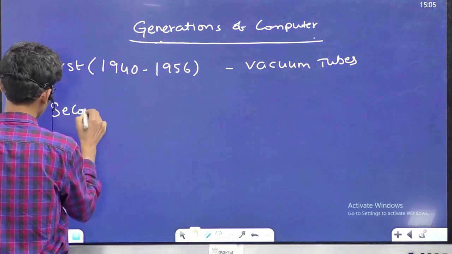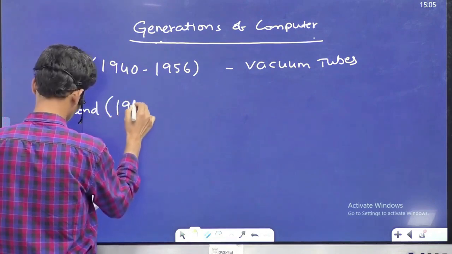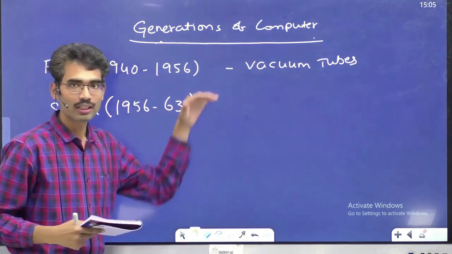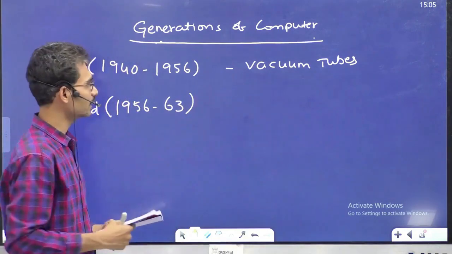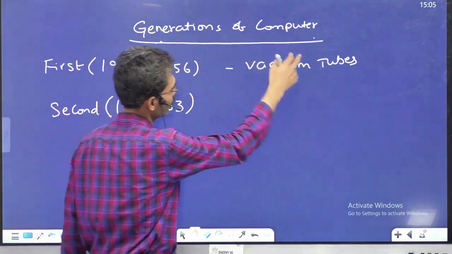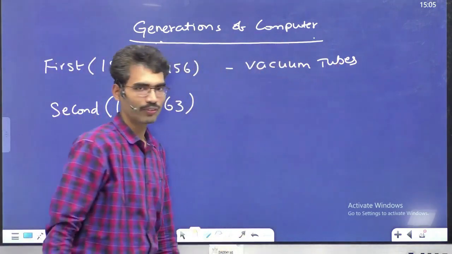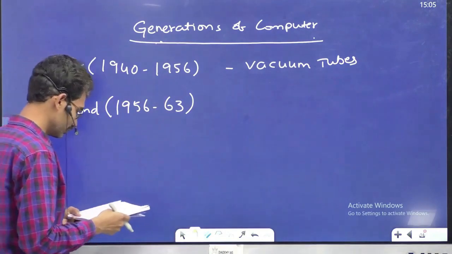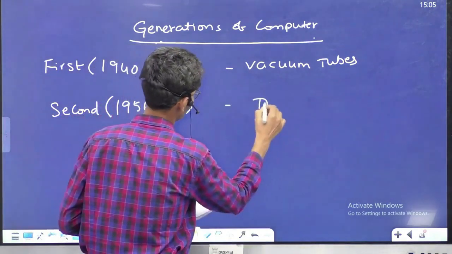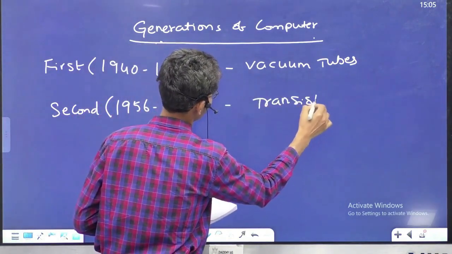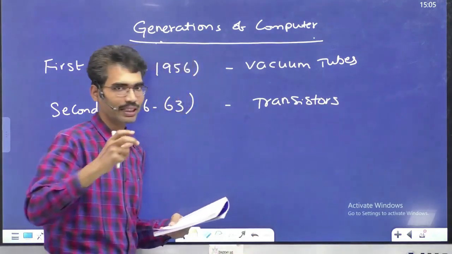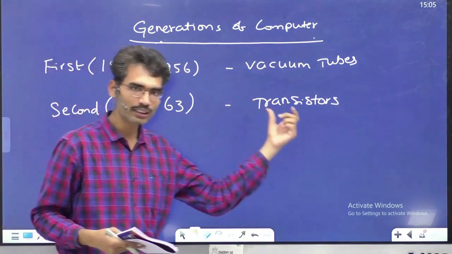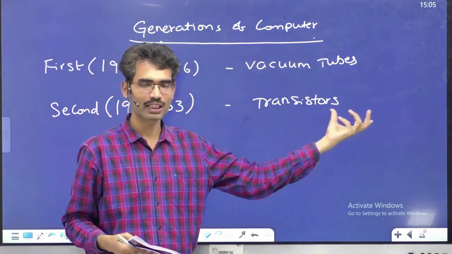When it comes to the second generation, 1956 to 63, in EPFO, a question can be: first generation computers are manufactured with vacuum tubes. Second generation, transistors. Semiconductor transistors, silicon. Silicon became a very important material for the development of transistors.